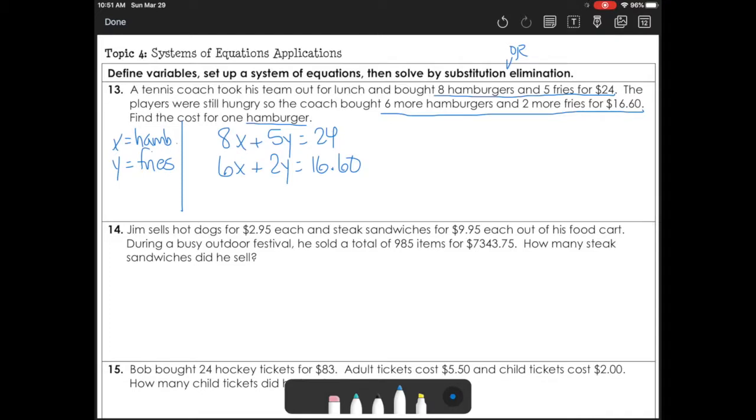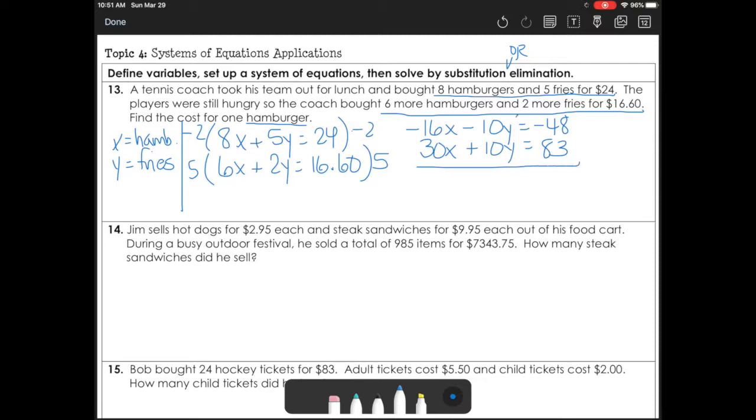And the way I'm going to do that is I'm going to multiply the first equation by negative 2 and the second equation by 5. That's going to give me negative 10y and positive 10y. So here I go. Negative 16x minus 10y equals negative 48. 30x plus 10y equals 16.60 times 5. Let's see. 83. 0 pair right there.